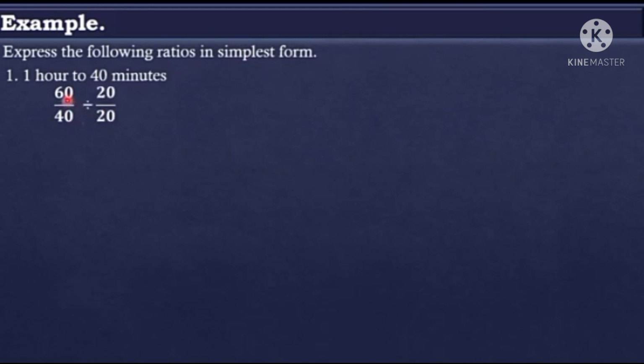For us to get the simplest form, we will divide both numerator and denominator by the GCF or the greatest common factor. What is the greatest common factor? We have 20. 60 divided by 20 is 3, and 40 divided by 20 is 2. Therefore, the simplest form of the given ratio is 3 over 2 or 3 is to 2.